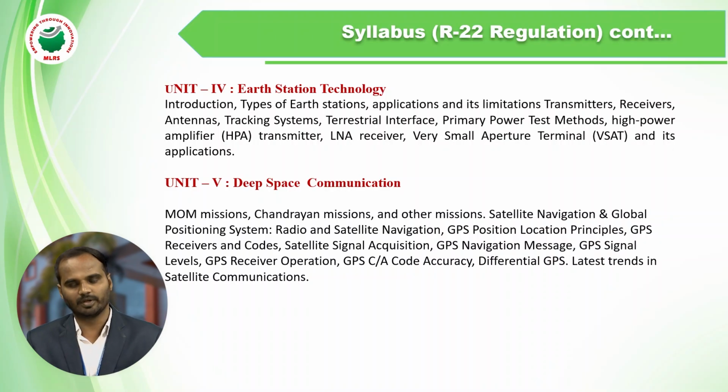Unit 5, the final unit, is deep space communications. In deep space communication, we have the topics: MOM mission, Chandrayaan missions and other missions, satellite navigation and the Global Positioning System, that is GPS, radio and satellite navigation, GPS position location principles, GPS receivers and codes, satellite signal acquisition, GPS navigation message and GPS signal levels, GPS receiver operation and GPS C/A code accuracy, differential GPS, and latest trends in using satellite communications.